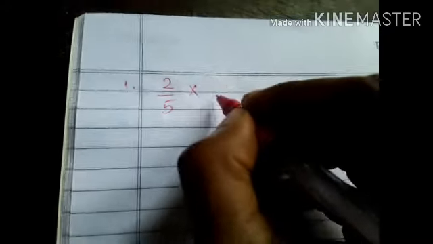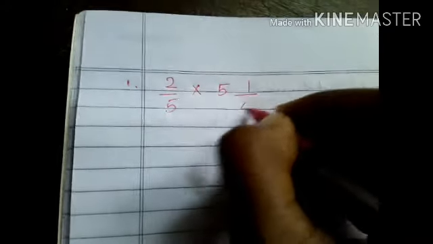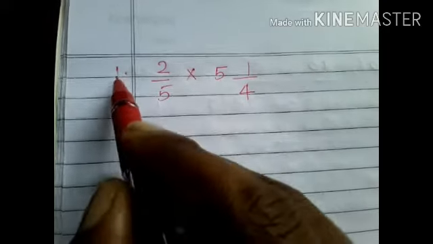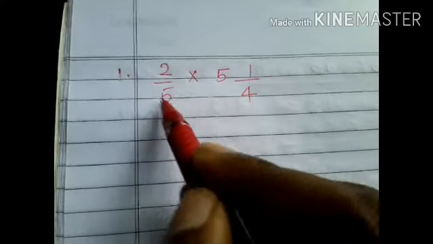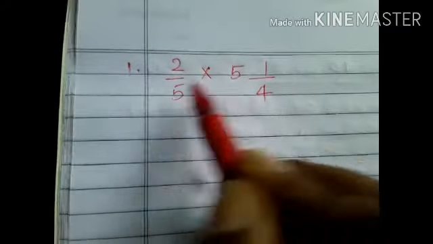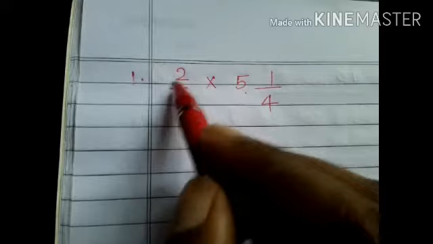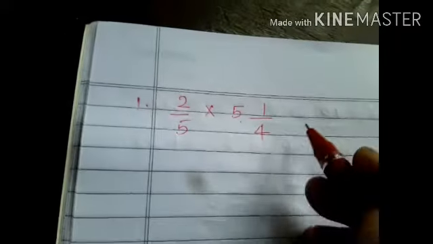2 by 5 into 5 1 by 4. Multiply a fraction by a mixed fraction. Okay, multiplying a fraction by a mixed fraction.